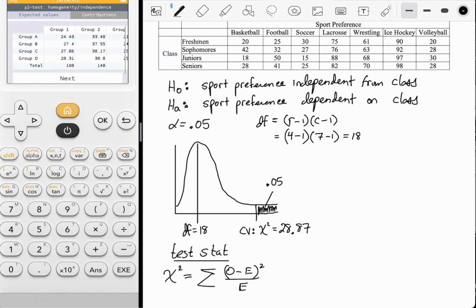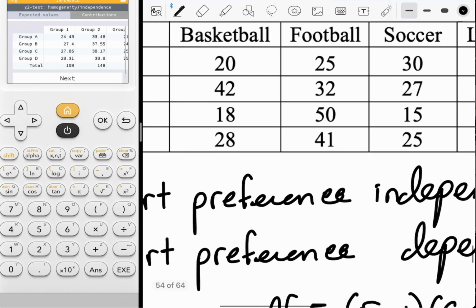Next. Now it gives us all of the expected values. Right? So that computation of taking the row total, multiplying by the column total, and dividing by the grand total is something we don't really need to worry about. But what we do have to do, and this is not fun, is make a note of what all the expected values are. So you didn't have to compute them, but you still got to write them down. All right, so what I do is I just kind of tuck them in the table.